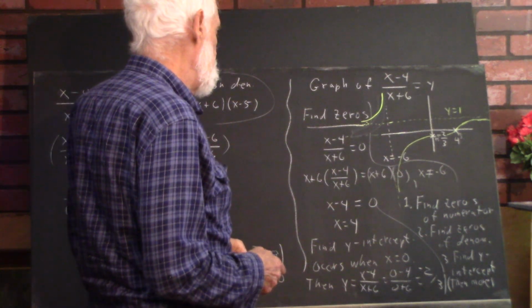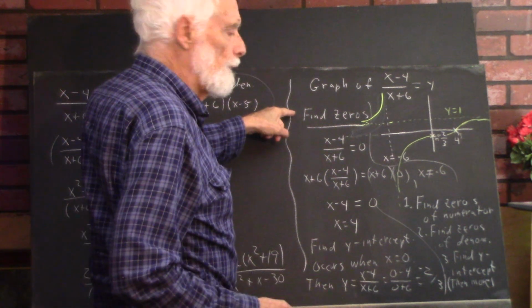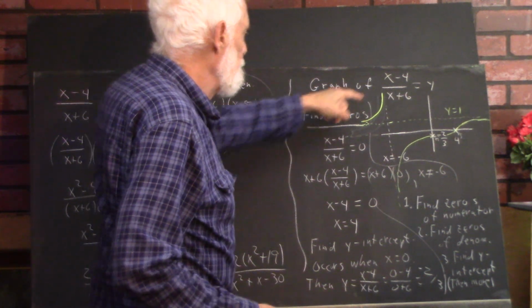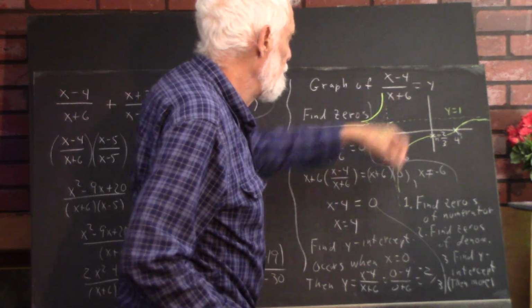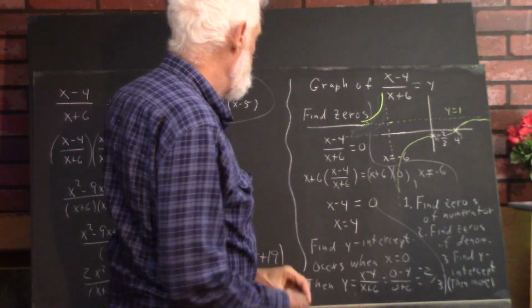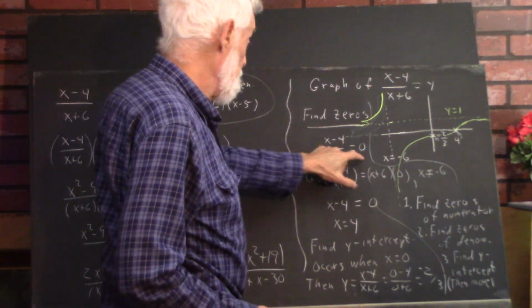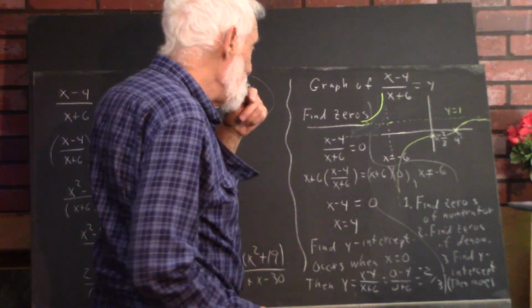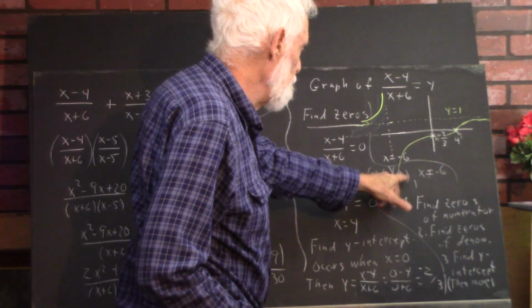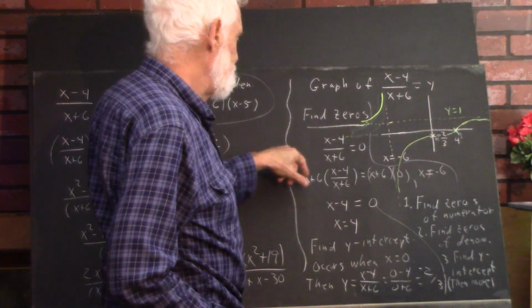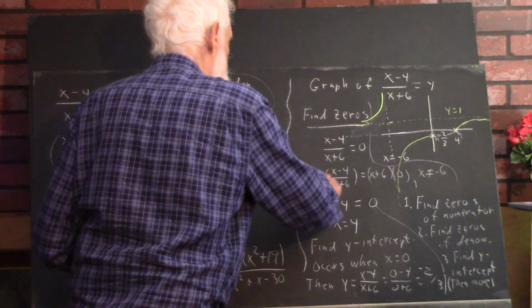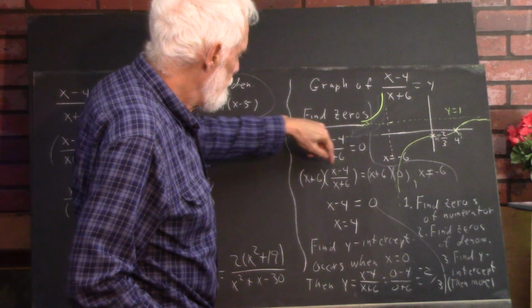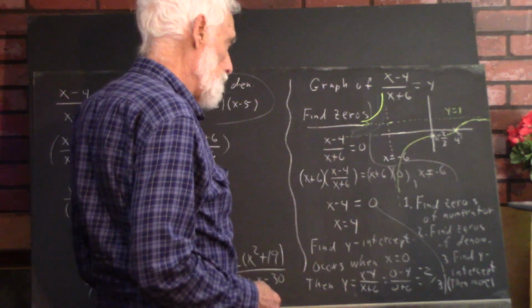To graph it, the first thing we want to do is find the zeros. When does (x minus 4) over (x plus 6) equal 0? Well, let's set that up as an equation. We multiply both sides by (x plus 6). We have (x plus 6) times 0 over here, and we have (x plus 6), which should have had parentheses around it, times this quantity over here.